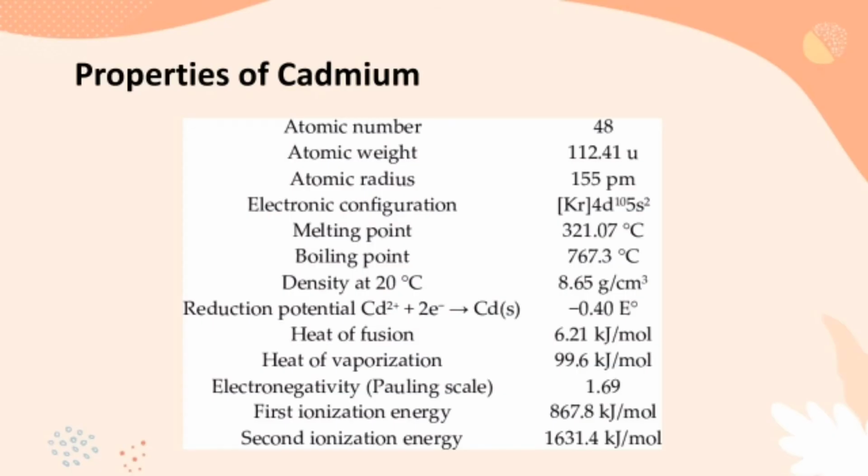The other properties of cadmium: the atomic radius is 155. The melting point is 321.07. The boiling point of cadmium is 767.3 degrees Celsius. The density at 20 degrees Celsius is 8.65. Heat of fusion is 6.21. Heat of vaporization is 99.6.